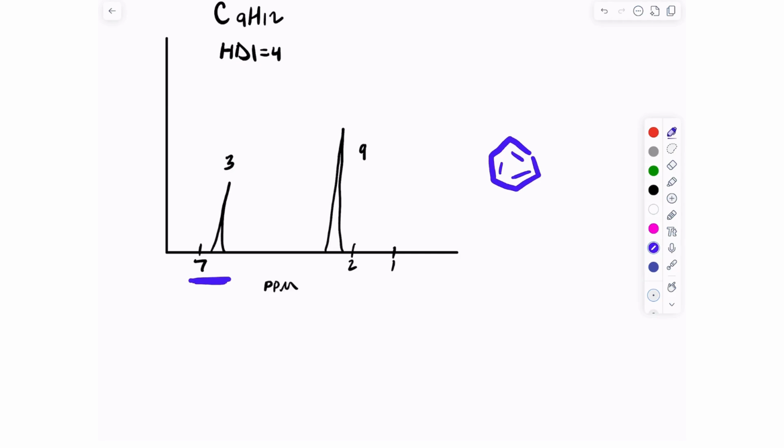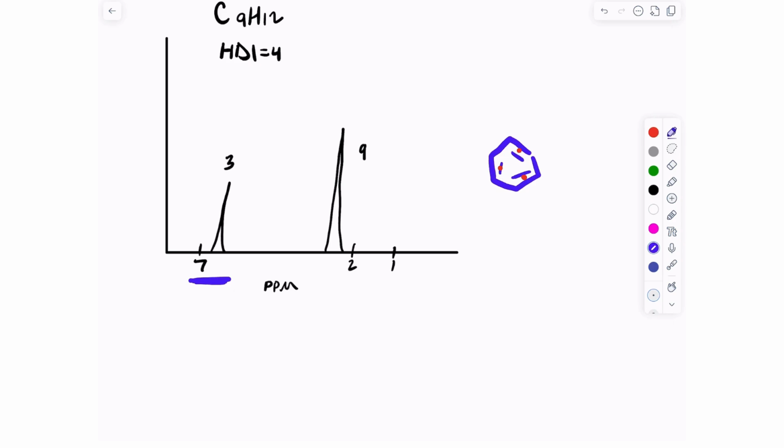And already, if you've noticed, there's 1, 2, 3, and a ring. So 3 pi bonds and a ring is an HDI of 4. So we've already completed our HDI. But the next thing I want you to notice is that both of these signals are singlets. So they have no neighbors, but this one has 3 hydrogens, this one has 9 hydrogens.